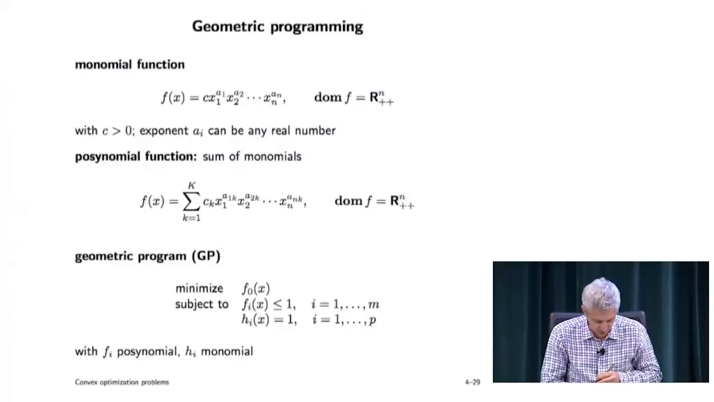So it's a problem, well, we'll see, it's not convex, but you change variables and it becomes convex. So that's what's interesting about the next class of problems. So that's geometric programming. So first, a couple of definitions.